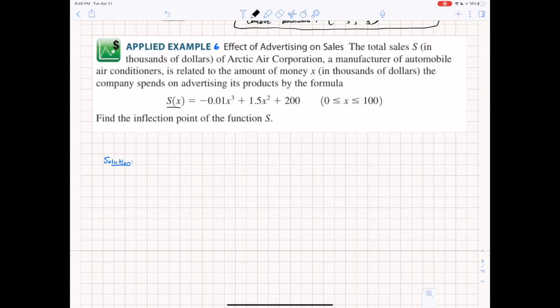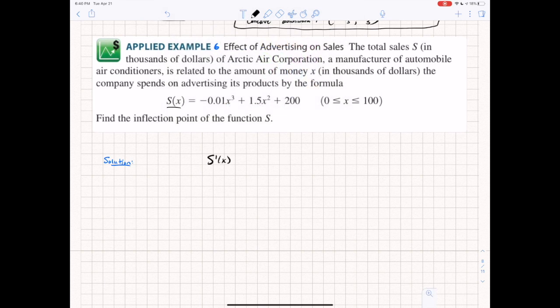S is equal to negative 0.01x cubed plus 1.5x squared plus 200, and this runs from 0 to 100, so $0 to spending $100,000 on marketing. Now what we want to do is look for that point of inflection, because we're looking for the optimal amount based on that change in sales. We want to know where it increases, and we want to stop right before it decreases to help make our decision. So I'm looking for that point of inflection, which means I want the second derivative.